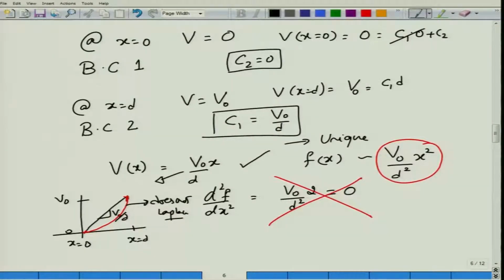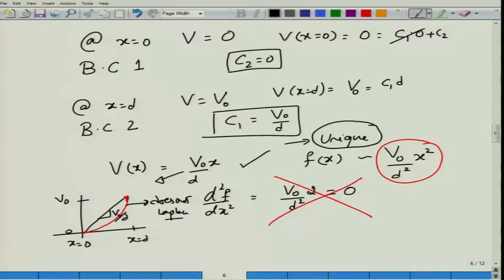In fact, if the solution that you obtain satisfies Laplace's equation and satisfies the boundary conditions, that solution will always be unique. This is a very important thing to note.